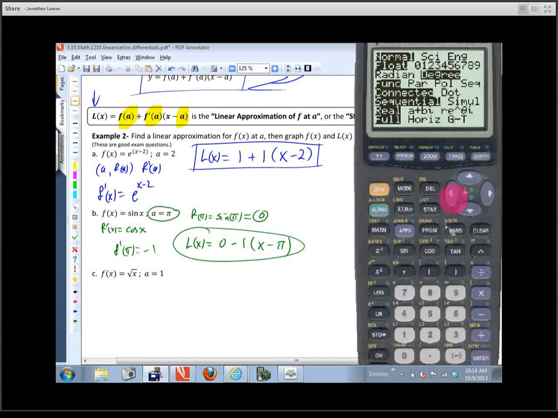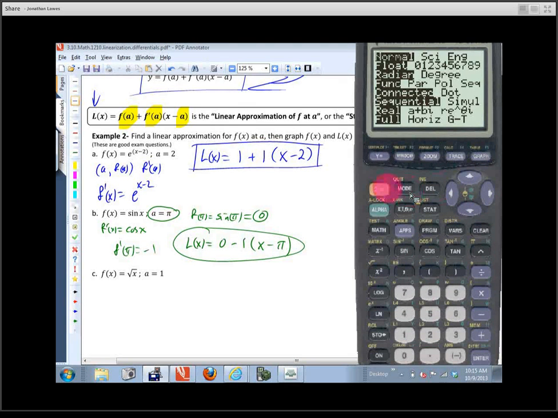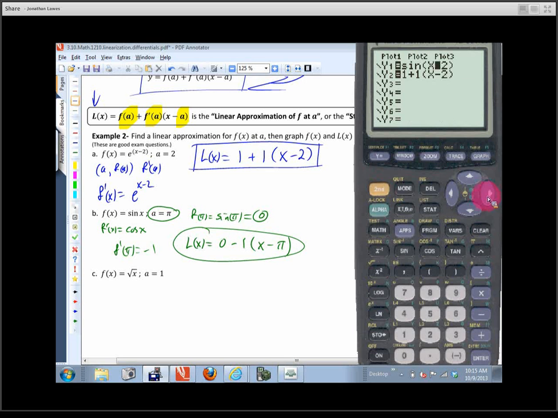Let's see, I've got this in. I'm going to make sure this is in radian mode. Come back here. Let's see, sine of x, and think about what this is going to look like. And then I've got 0, -1, and then x minus pi. Pi is above the caret key there.